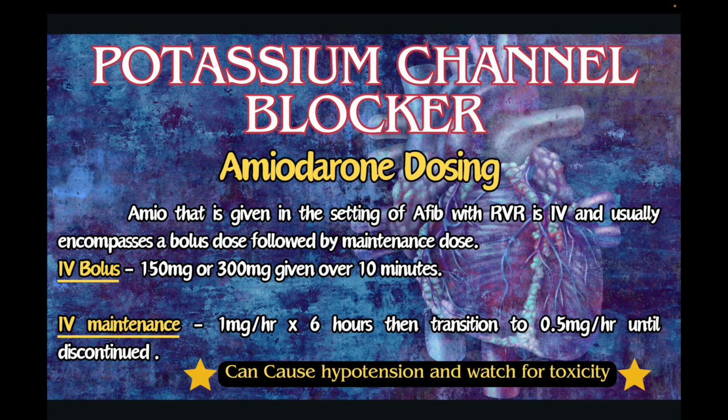And then after you give your bolus, you would initiate your IV maintenance. And it's going to run at 1 milligram per hour times 6 hours. And then you should transition into a 0.5 milligram per hour until you stop the drip as a whole. Now, there are cases where people have ran the milligram per hour.